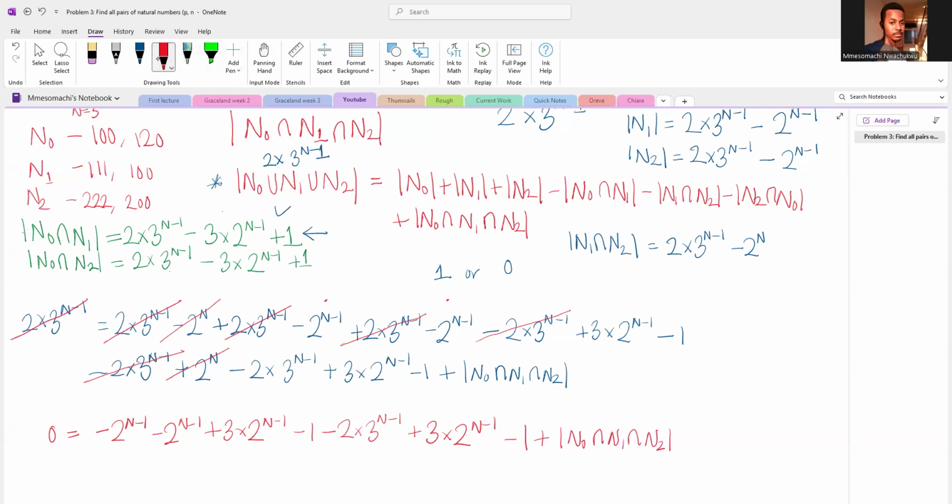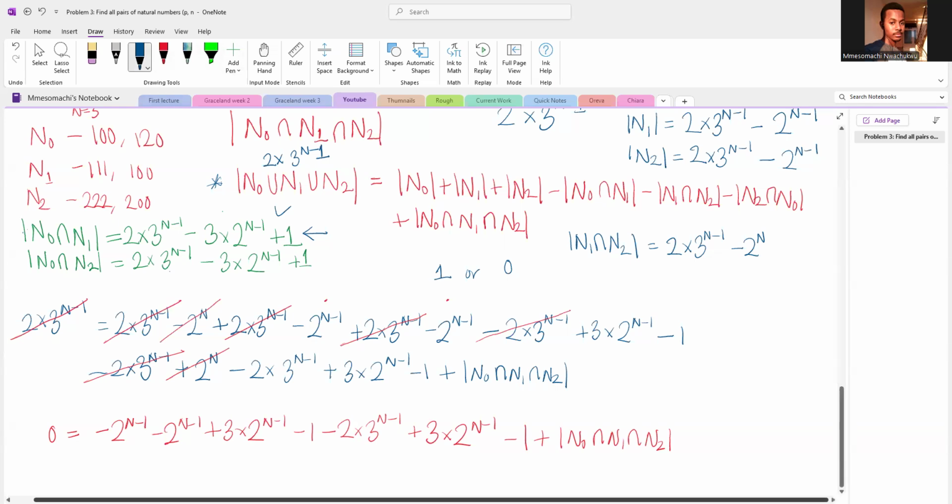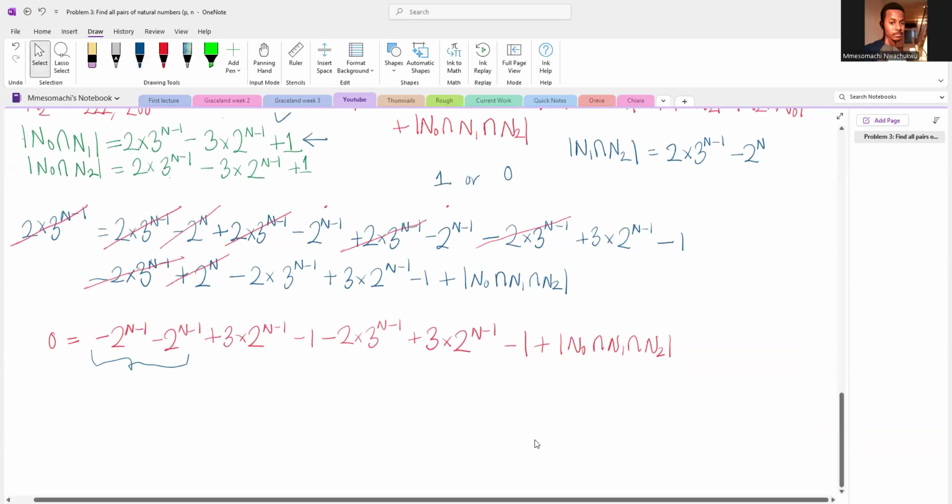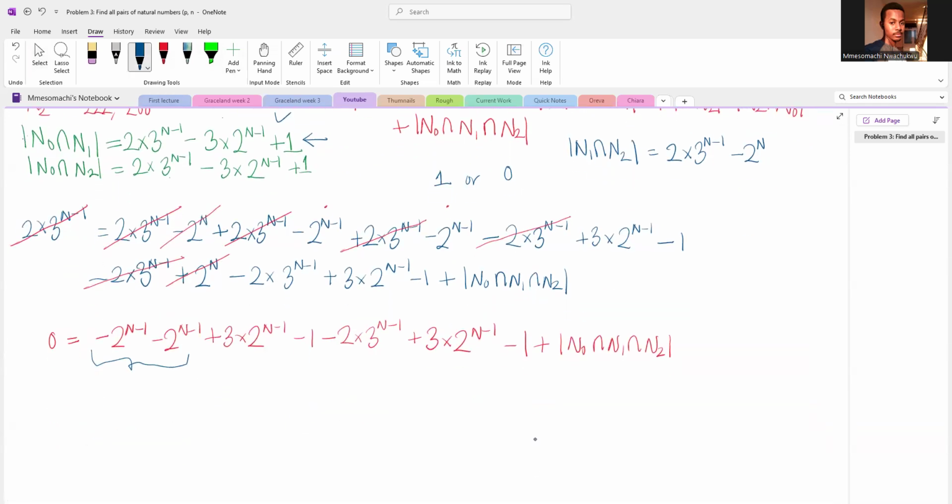Okay, so let's simplify this. These first two terms we can simplify to be minus 2 to the power of n, because it's just like you're multiplying by 2. And okay, let's look at it this way.